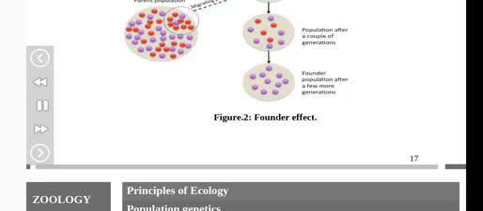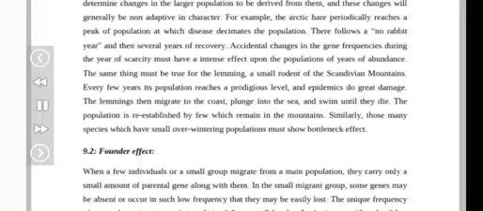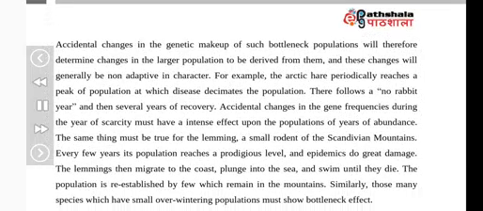Accidental changes in the genetic makeup of such bottleneck populations will therefore determine changes in the larger population to be derived from them, and these changes will generally be non-adaptive in character. For example, the Arctic hare periodically reaches a peak of population at which disease decimates the population. There follows a no-rabbit year, and then several years of recovery. Accidental changes in the gene frequencies during the year of scarcity must have an intense effect upon the populations of years of abundance. The same thing must be true for the lemming, a small rodent of the Scandinavian mountains.